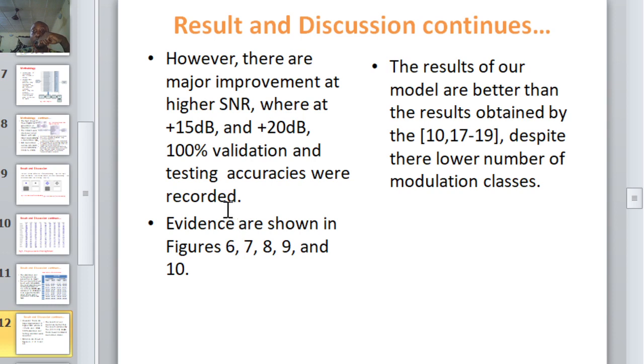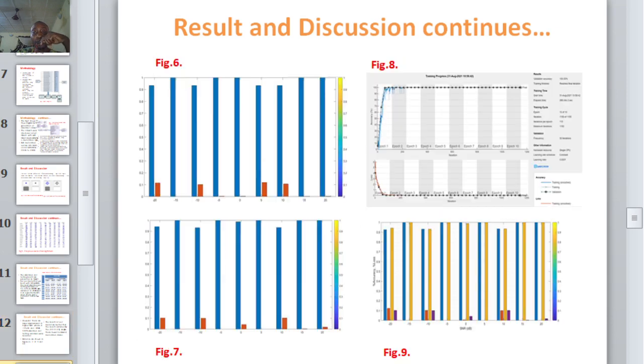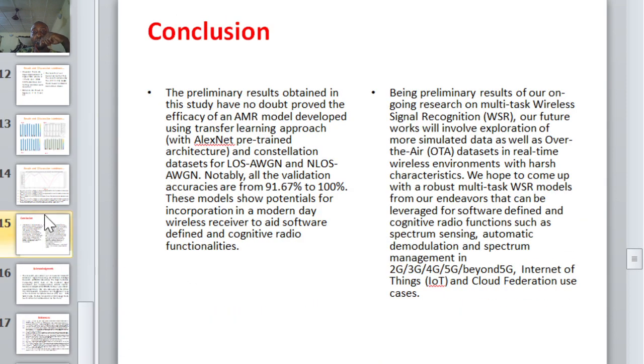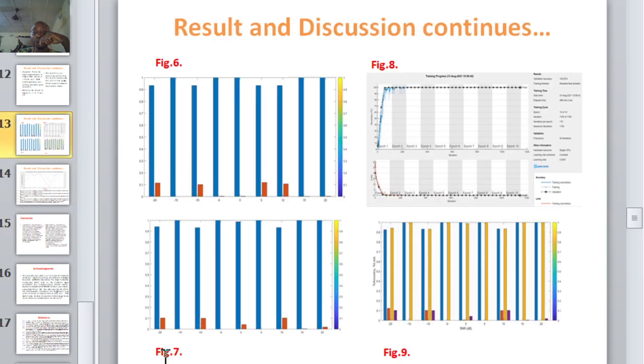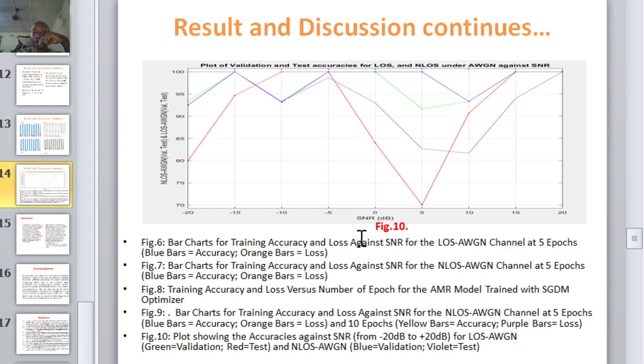And of course, 100% validation and testing accuracies were achieved. And evidence of this is shown in Figures 6, 7, 8, 9, and 10. And the results of our model are better compared to some of the literature, despite their lower number of modulation classes. As has rightly been said, Figures 6, 7, 8, and 9 proved the result, and this is Figure 10, showing the variation according to Table 1.